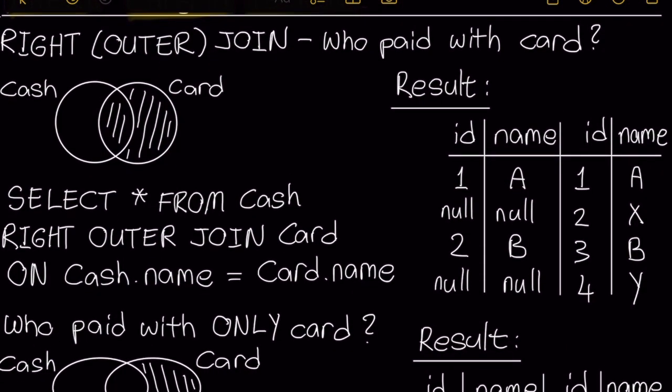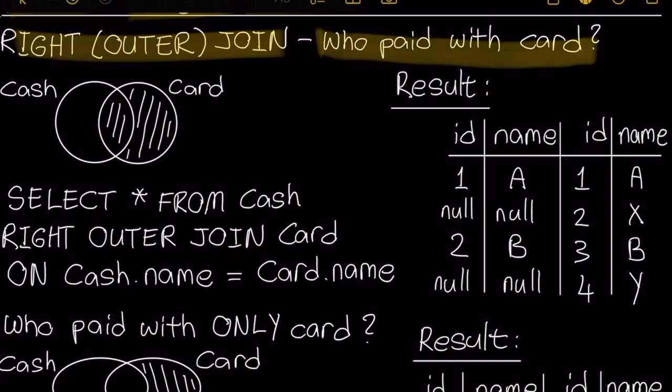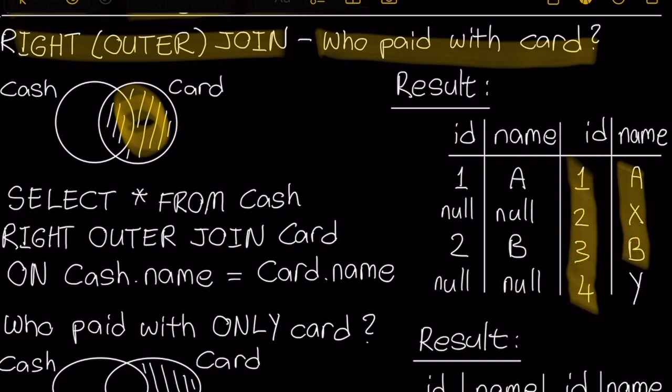Now let's look at right outer join. The way we would think about this as a question here is, who paid with a card? Basically, we get everybody back from the card table, as you can see in the resulting table. We have 1, 2, 3, 4, A, X, B, and Y.